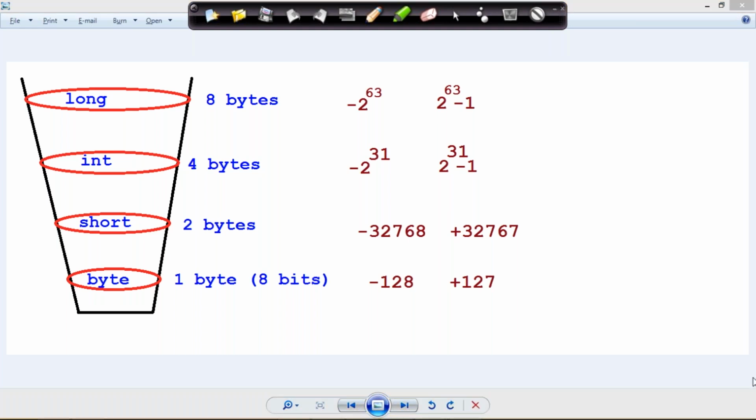Your computer cannot accommodate data which is bigger than that. Please understand it: your computer cannot store data bigger than that. If you want to store bigger than that, it means the computer cannot accommodate that data.